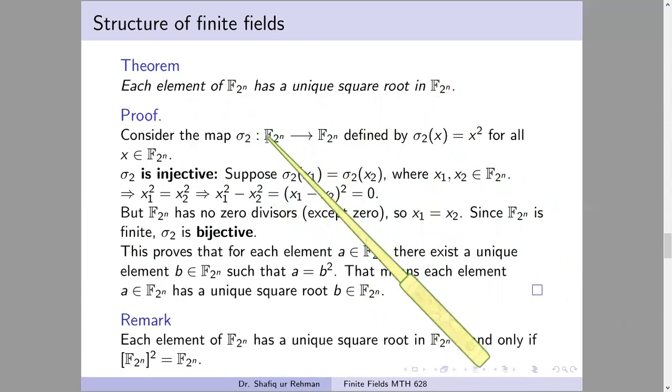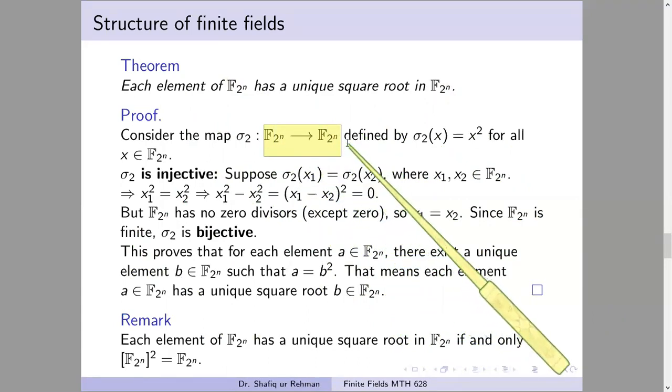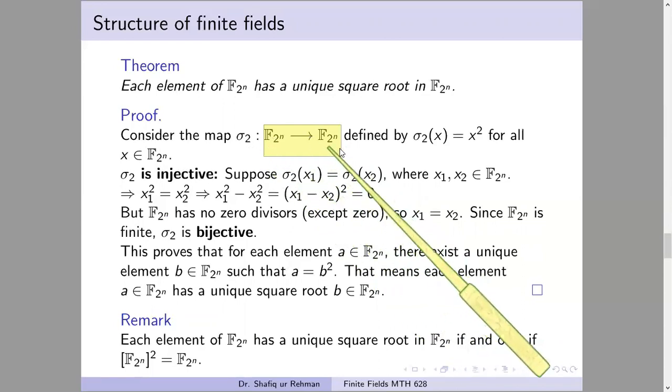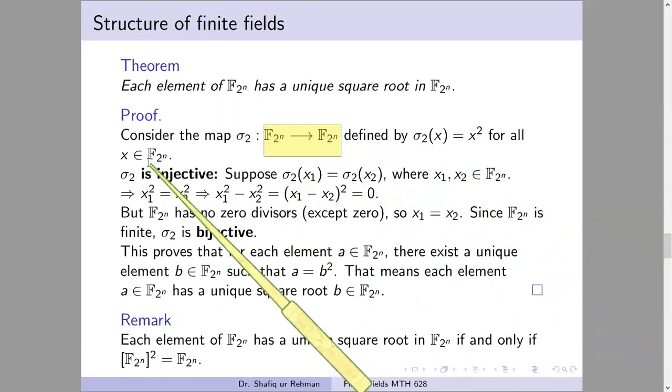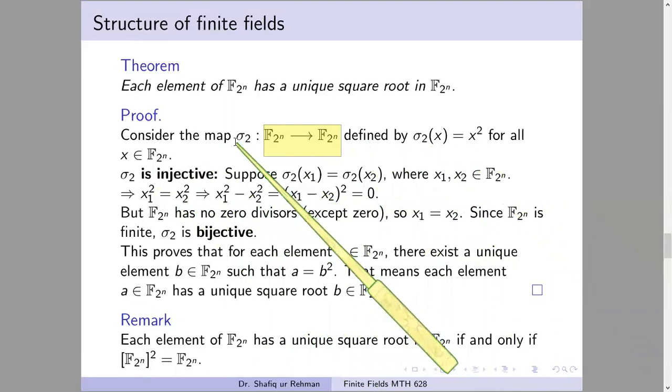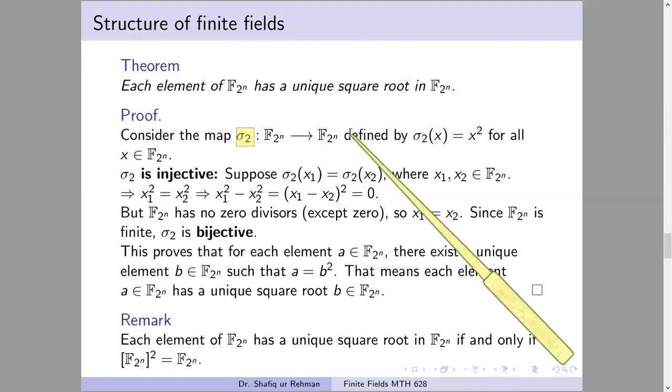In order to prove this, we use the following technique. We define a mapping from f2 power n to f2 power n, from this field to itself, by the rule sigma 2 of x equals x square for all x belonging to this field. Why I denote this by sigma 2, you will see in the next slides. Sigma 2 is just a notation. Sigma 2 is a map which maps every element of the field to its square.